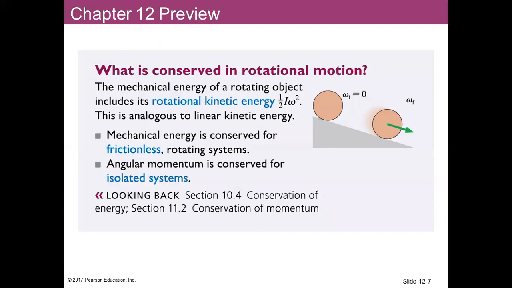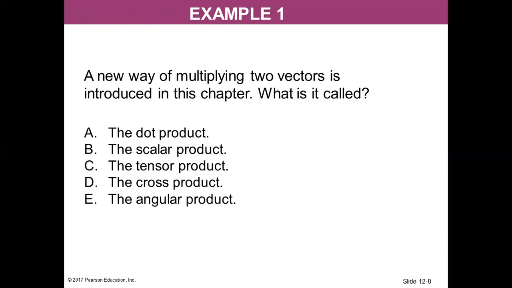So for a conserved rotational motion, the mechanical energy of the rotating object includes its rotational kinetic energy, which is given by half I omega squared. So angular momentum is conserved for an isolated system. An isolated system is a system where the net force is zero, or the net external force is zero.